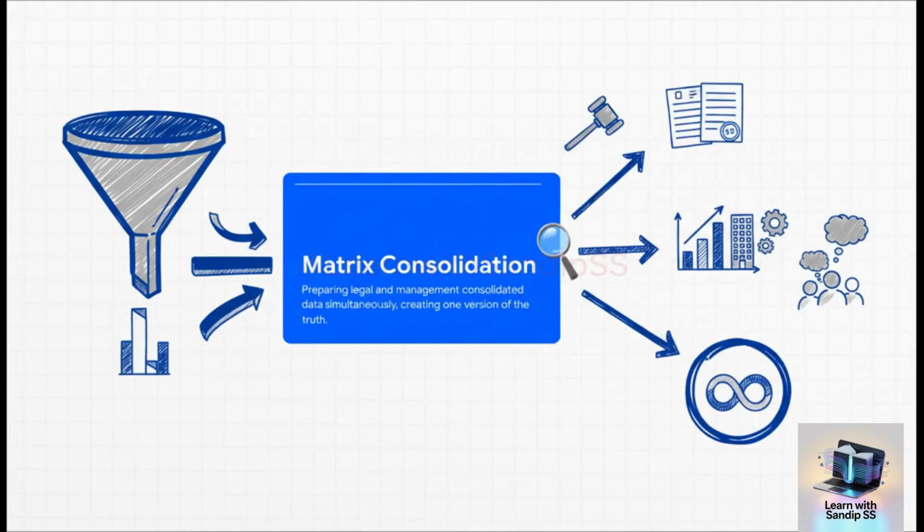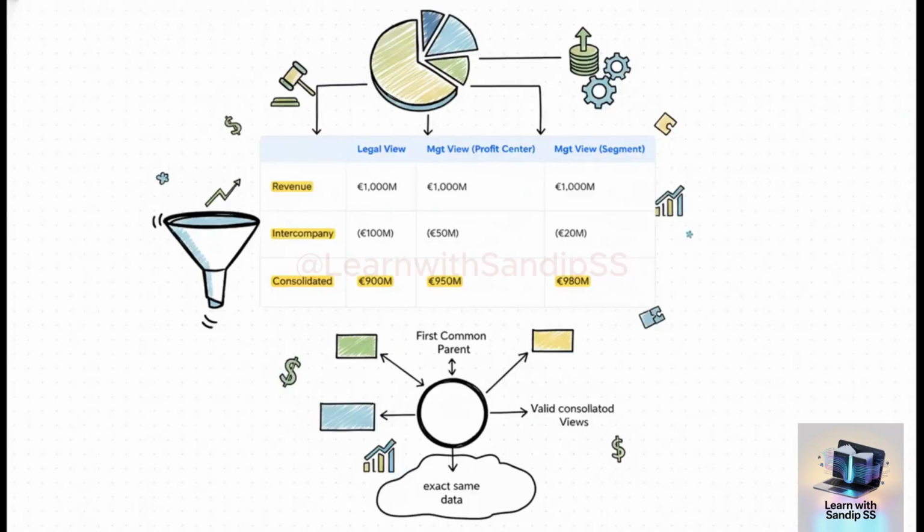And this is where things get really cool. All of this leads to a super powerful feature called matrix consolidation. So what does that mean? It means from this one single, perfect data set, you can spin up reports for completely different audiences, all at the same time. You get one version of the truth that works for your official legal reporting and for all your internal management meetings. And this table just shows it perfectly.